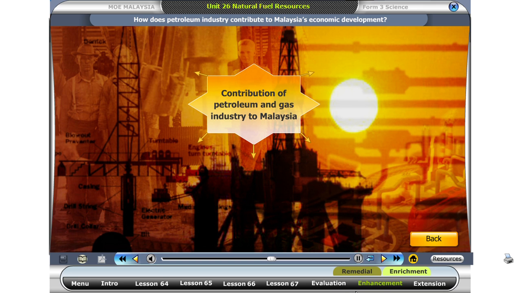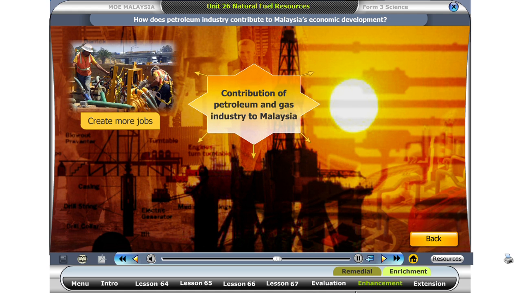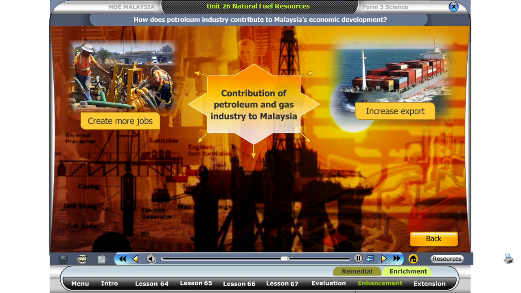Petroleum and gas industry contributes to Malaysia's economic development in many ways. The industry creates jobs. More than 200,000 people are directly working in Malaysia's petroleum industry. It increases Malaysia's export income. The income is used to build schools, hospitals, roads, and other infrastructures.